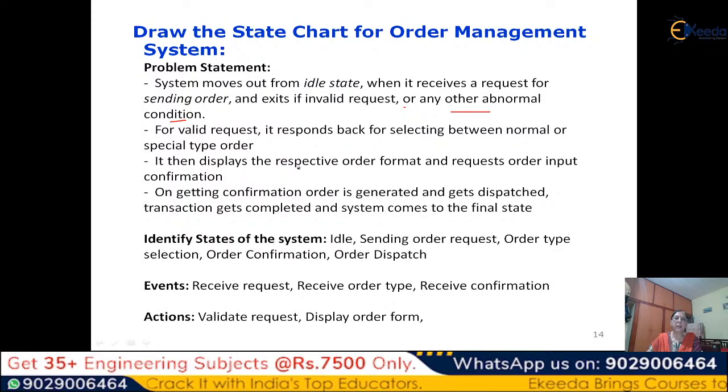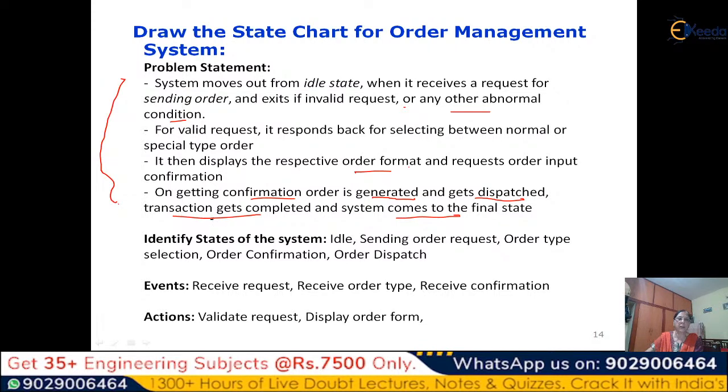It will then display the respective order format, whether it is a special order or a normal order, and request the order input confirmation. When the user has completed the order input, then it will give the confirmation. The system will get the confirmation, and on getting the confirmation, the order will be generated and it will move to the dispatch. It will get dispatched, the transaction will get completed and the system comes to the final state. So this is the problem statement that has been given to us. Now we have to draw this state diagram.